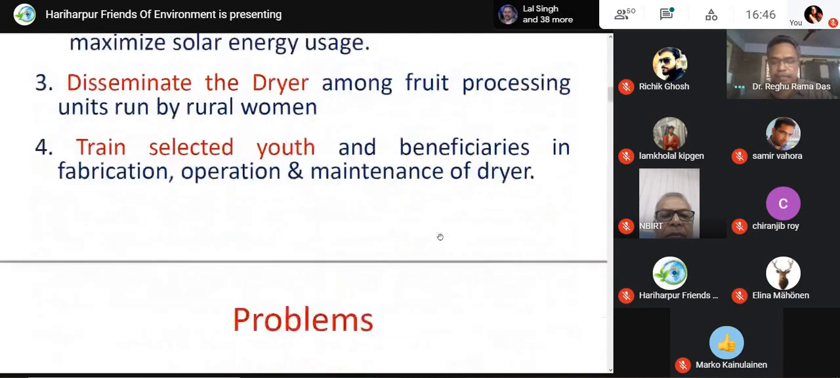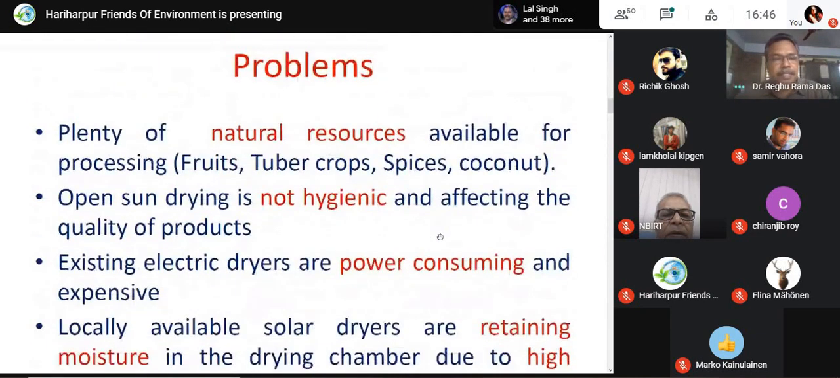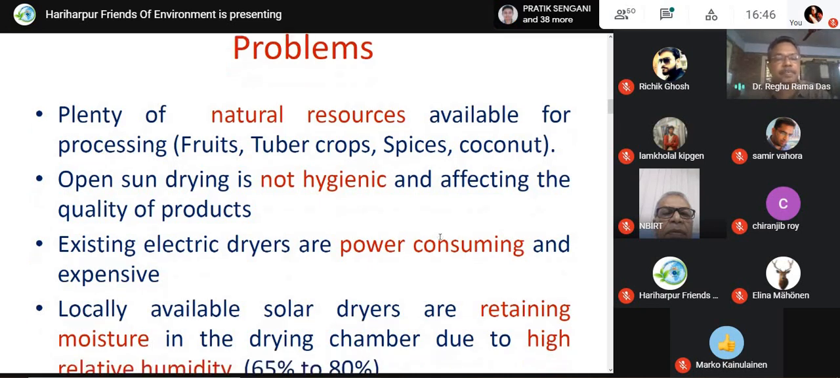Next slide, please. The specific problem is that we have plenty of natural resources available for processing, especially fruits, tuber crops, spices, and coconut. This is available mostly during the season. So during the season, a lot of fruits and vegetables get wasted because there are very few processing facilities, or maybe no processing facilities, at the village level. In the case of jackfruit, almost 50% of the fruits get wasted during the summer season.